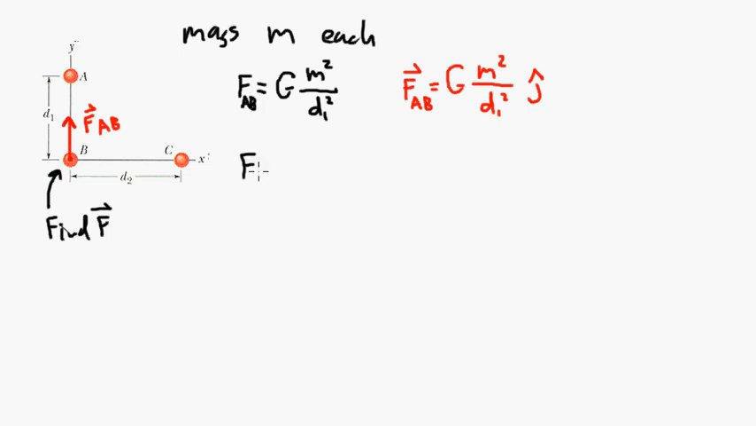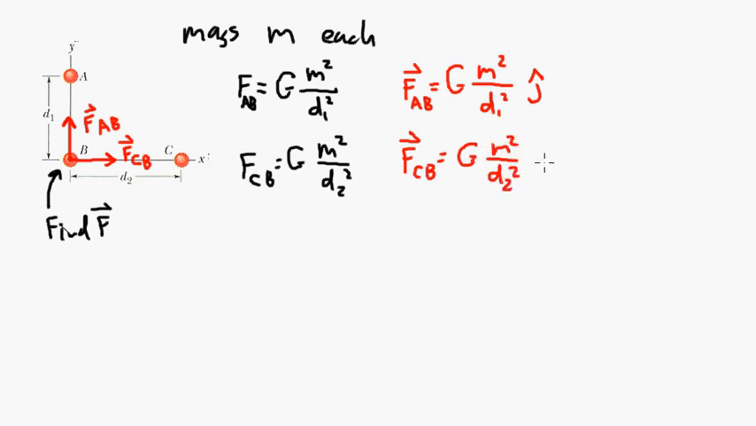Okay, let's look at the force of C on B, and the magnitude of that is going to be capital G times m squared over d2 squared. And the direction of the force, well, which way is it going to go? It's going to go towards C, because it's attractive again. So we just do FCB equals capital G times m squared over d2 squared. And that is going in the positive x direction, so that's going to be i hat, the unit vector there.